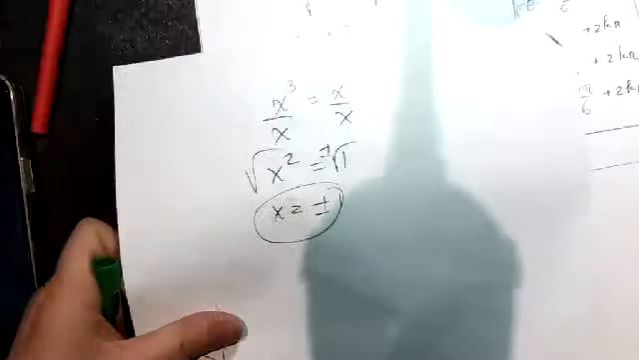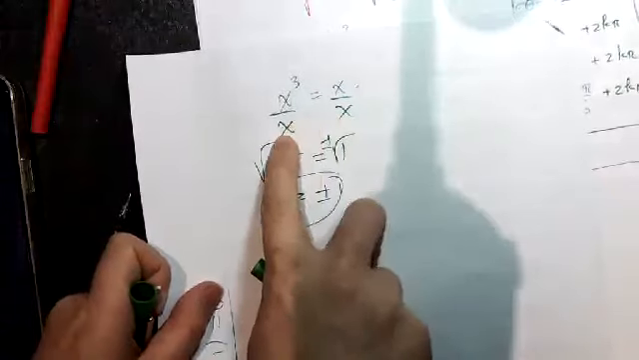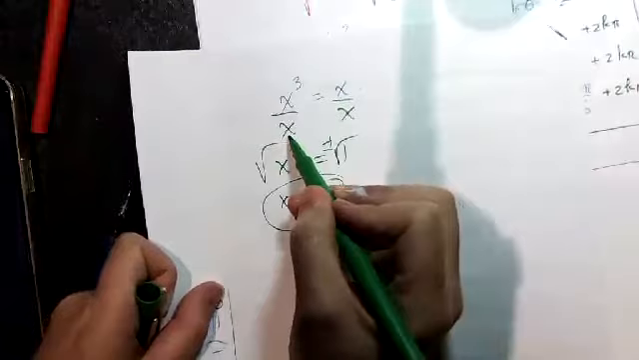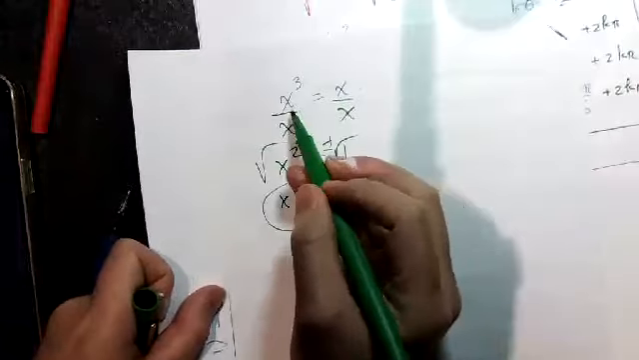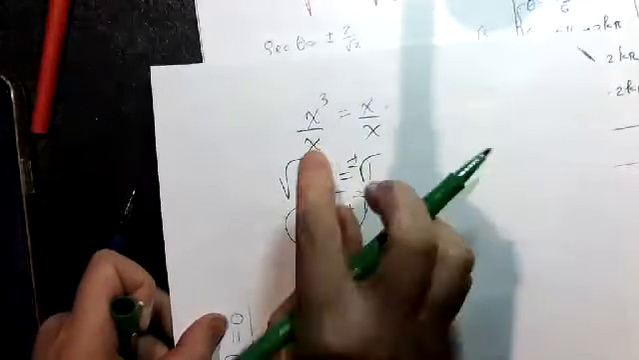By doing that, you are losing a solution, right? And what if x is 0? You can't do that, right? You can't divide by 0. So you don't divide both sides by a variable. You don't know what it is. What if it's 0?